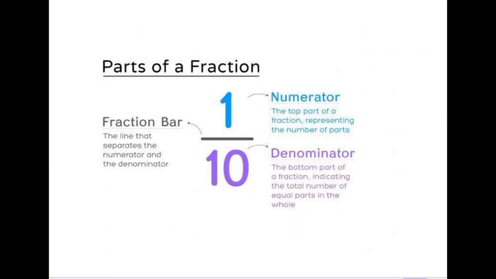The parts of a fraction. Every fraction has 2 parts, numerator and denominator. The top number is called numerator, which represents the number of parts. The bottom number is called denominator, which represents the total number of equal parts. And also we have a fraction bar which separates numerator and denominator.